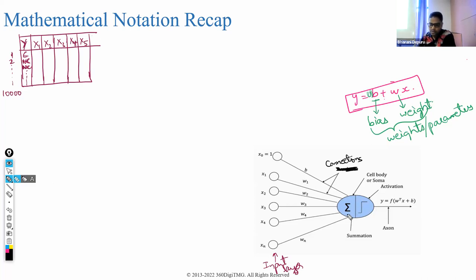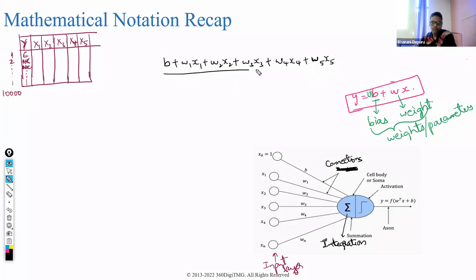you perform something called as integration. This is called as integration. And integration functions can be anything. And most widely used integration function is called as summation. So what do you do? B into 1 is B, plus W1 into X1, plus W2 into X2, plus W3 into X3, plus W4 into X4, plus W5 into X5. And when you multiply these, you get some number. When you solve it, you get a number. Say, for example, you got a number which is 0.8, just as an example.